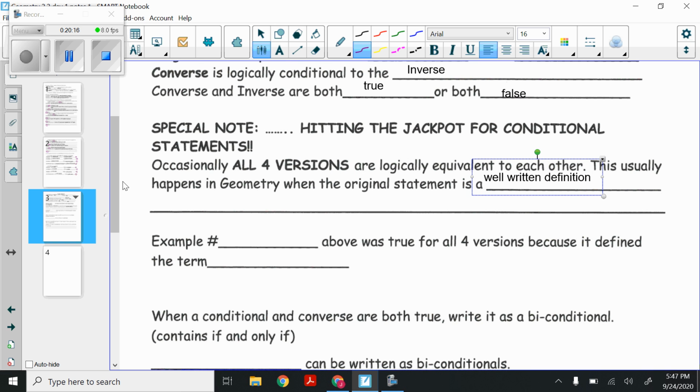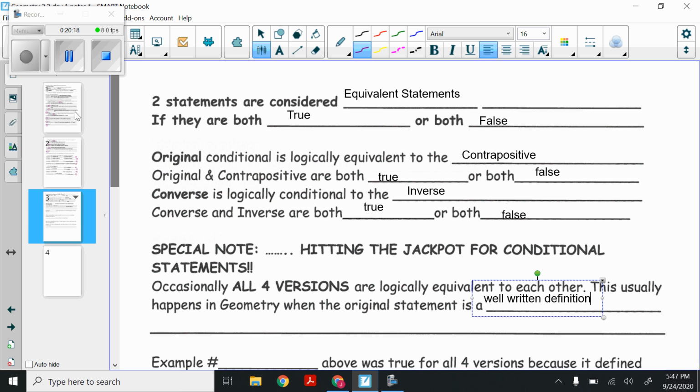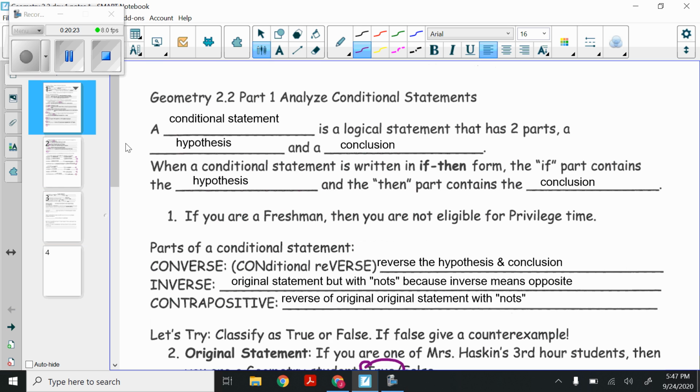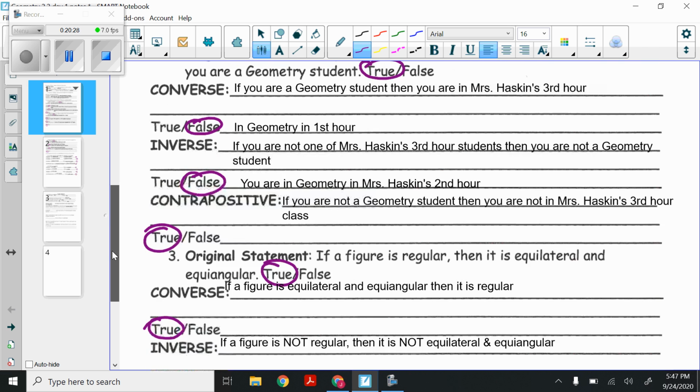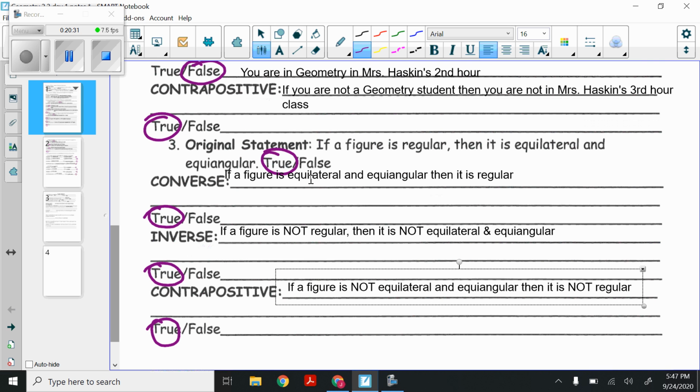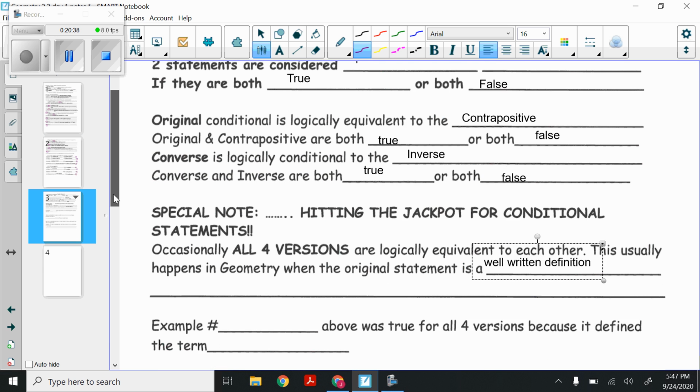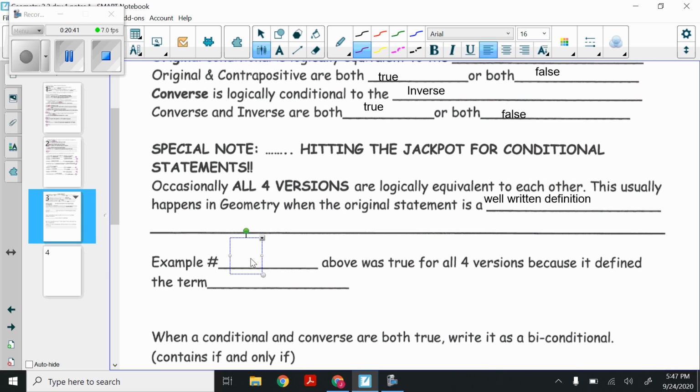Going back to which of our examples was true for all four versions. Example number 1, nope. Example number 2, example number 3, look, true, true, true, true. If a figure is regular, then it is equilateral and equiangular. So example number 3, we said, was true for all four versions because it defined the term. It defined the term regular figures.